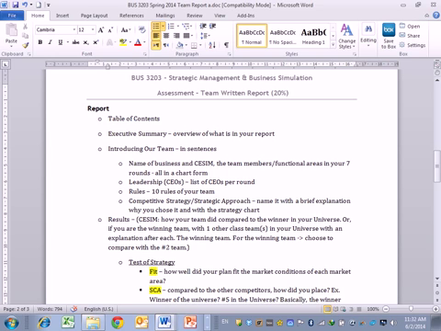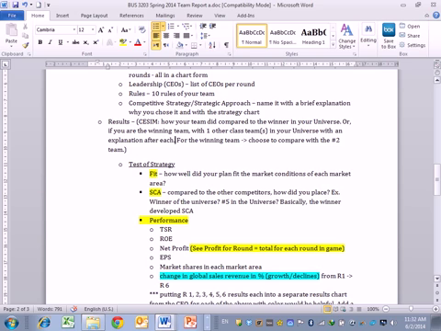Okay? So for the winning team, choose to compare with maybe the number 2 team. That actually would be interesting to find out how you did. The number 2 team was? Innocent Devils, yes. Okay, so now you know who you're comparing yourselves to. All of you here in this class, you're comparing yourselves to the Musketeers.